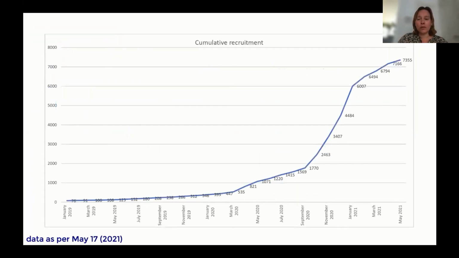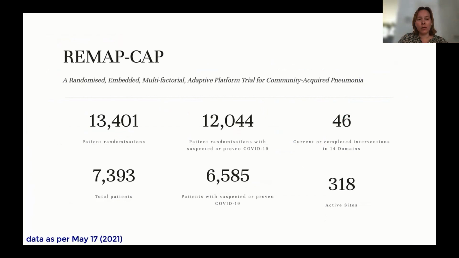This is a recruitment graph that I will go over quickly. And here you can see that we have currently almost 7,500 patients included, but that adds up to over 13,000 randomizations because patients are included in multiple domains. And we currently have, as I said, 14 domains with 46 different interventions that are then combined in the treatment regimens of the patients in 320 active sites across the globe.